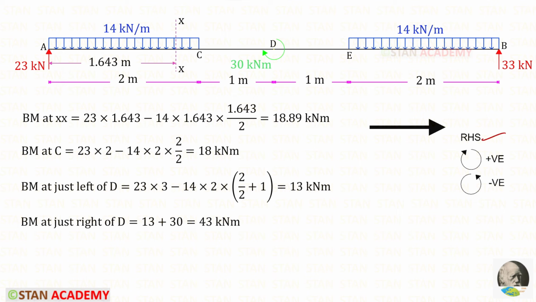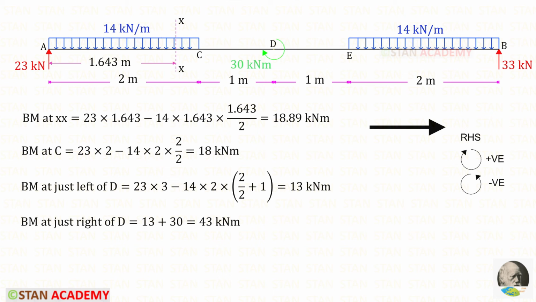Using the right hand side rule, let us find the bending moment about the section, at C and at D. Let us find the bending moment about the section. RA is acting in the clockwise direction, so positive, and the distance is 1.643. The UDL is acting in the anti-clockwise direction, so negative. The area is 14 into 1.643, and the centroid distance about the section is 1.643 upon 2. For the moment at the section, we will get 18.89.